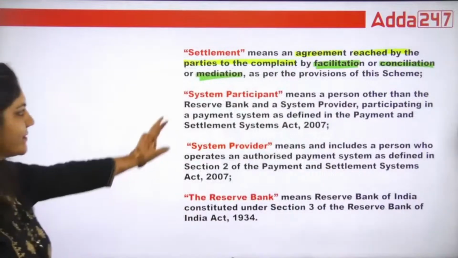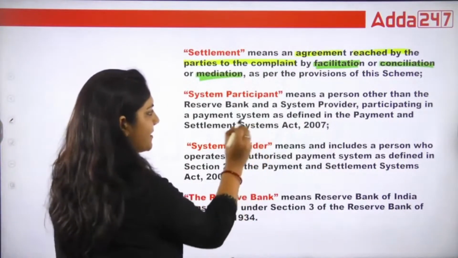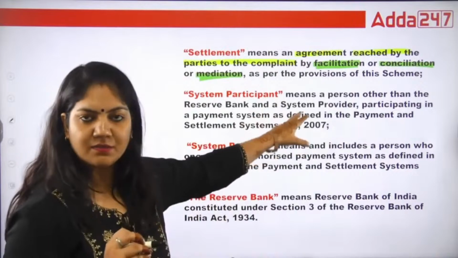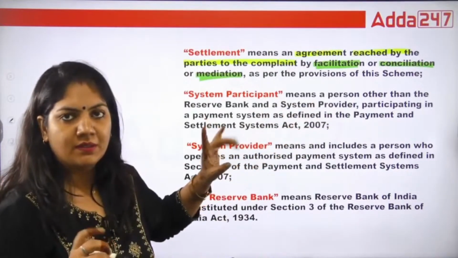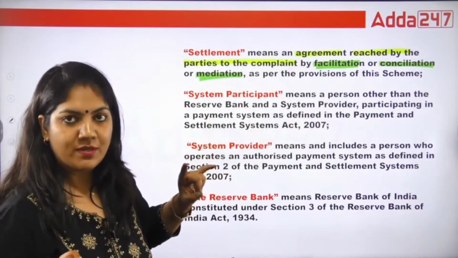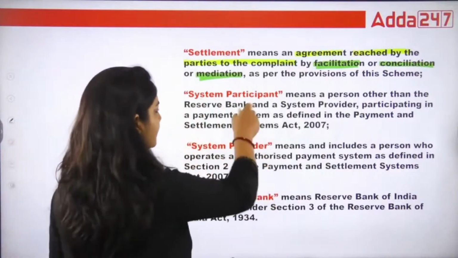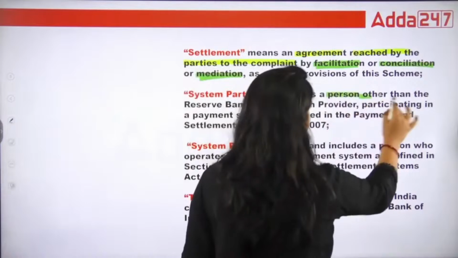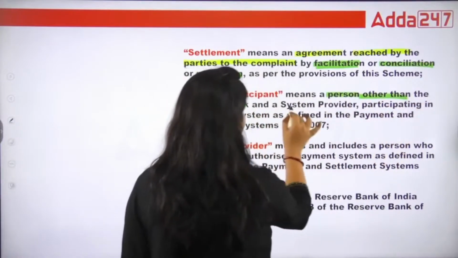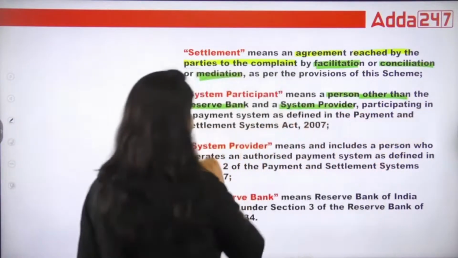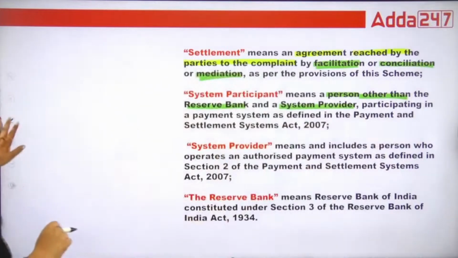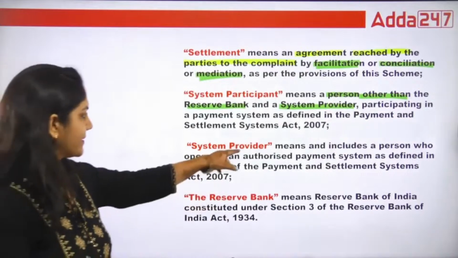Okay, what is system participant? This is the third scheme that is merged into the integrated ombudsman scheme. The first is banking, second is NBFC, third is this one. So system participant means a person other than the Reserve Bank and the system provider participating in a payment system as defined under this Act. Important. What is system provider?